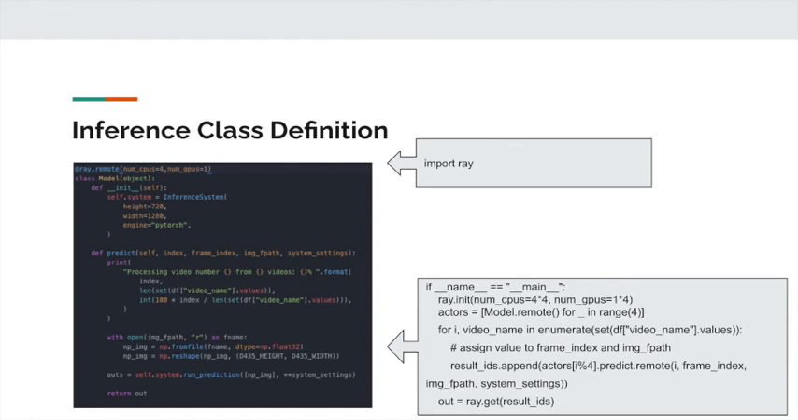In the main function, I initialize Ray with a number of CPUs and GPUs, and then I create 4 actors. For all the videos, I predict the results for each image of the video, and I distribute them according to the index. So here, because I have 4 GPUs, I distribute them one by one to each GPU, so all 4 GPUs will be fully used. And finally, I use ray.get to obtain all the predictions.